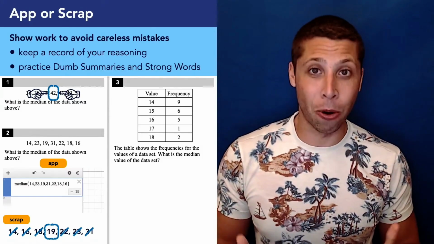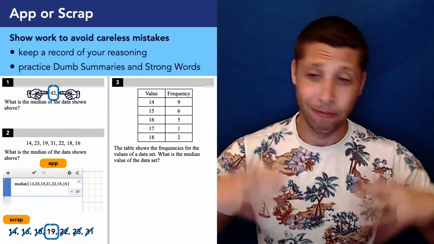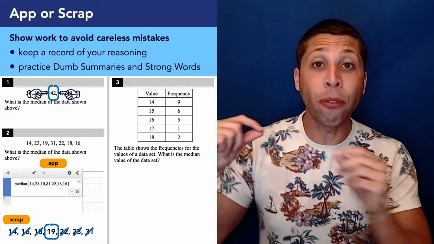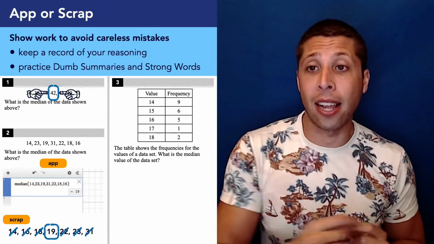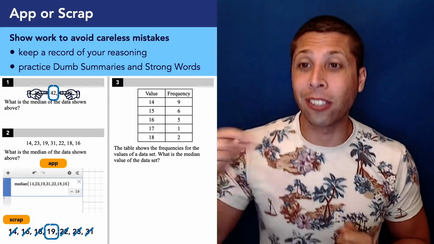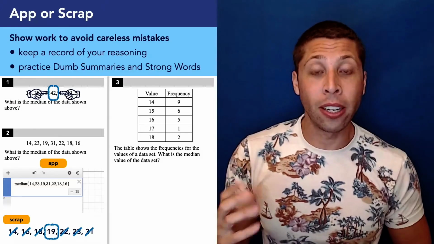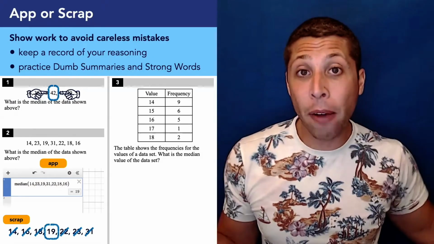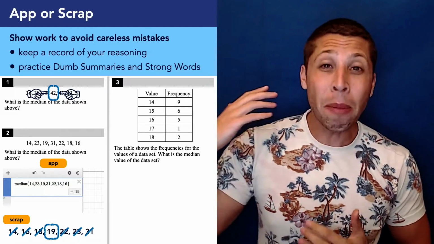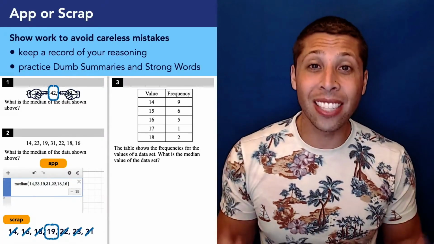But number 3 is more likely what we're going to see, a frequency chart, where instead of listing the numbers, they give us the condensed version, right? They're telling us in this chart that the number 14 is in our list 9 times. 15 is in our list 6 times, 16 5 times, 17 once, 18 twice, right? So we could go to the Desmos calculator, type out the word median, type out all the numbers, but we have to make sure we take the frequencies into account. So that means we're typing the number 14 9 times, the number 15 6 times.